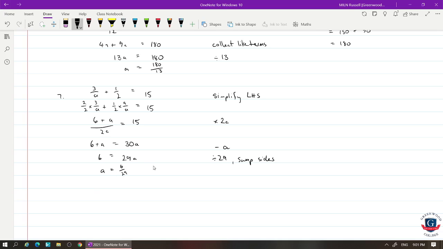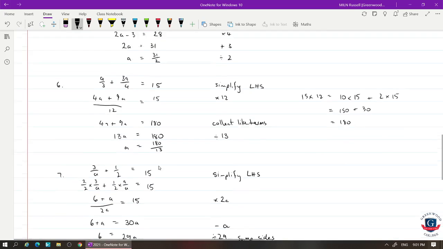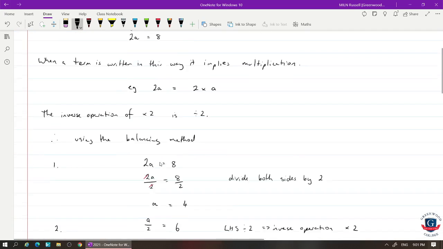Now, if you can follow what I've just done, you're well on your way to being able to deal with some quite complex algebra.